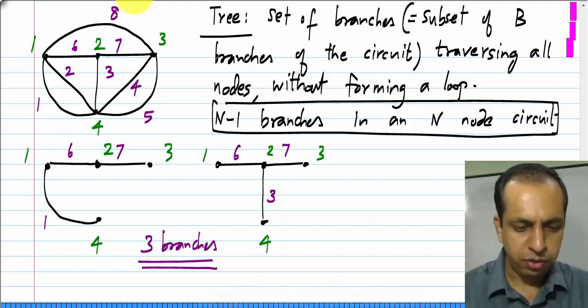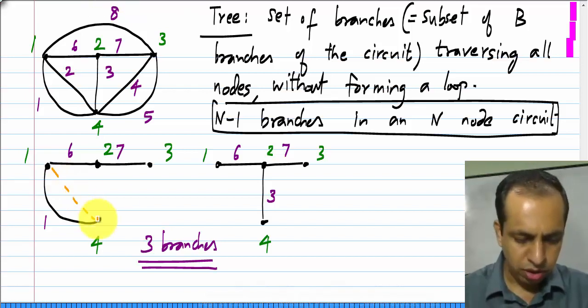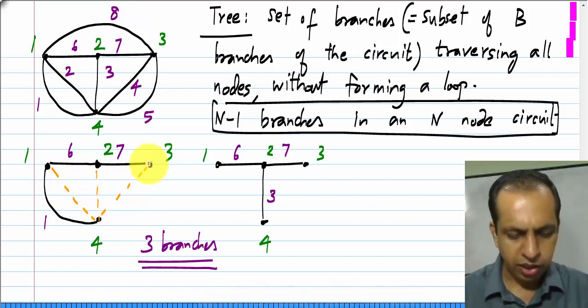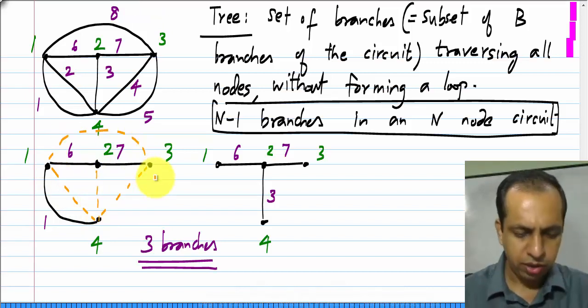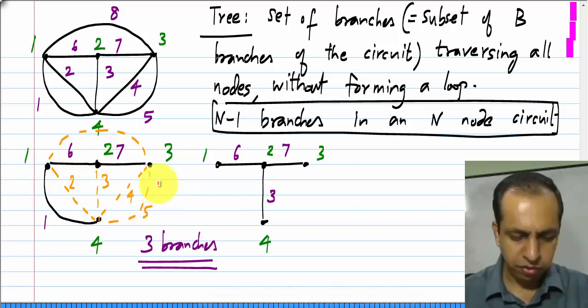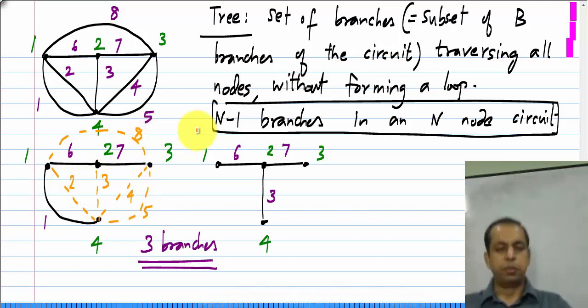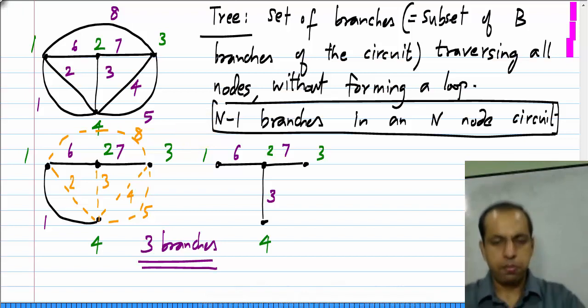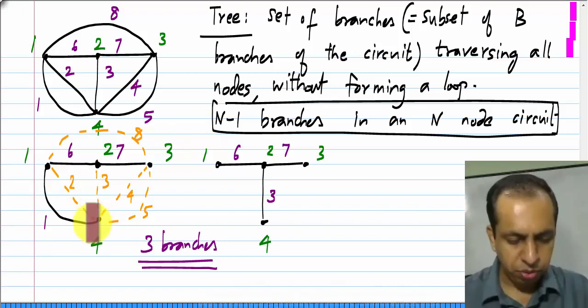I will show them with dashed lines. Okay. I had left out 2, 3, 4, 5 and 8. It is pretty obvious that to a tree, if you add any of the remaining branches, you will form a loop. Okay. So, if I add branch 2, there will be a loop here.